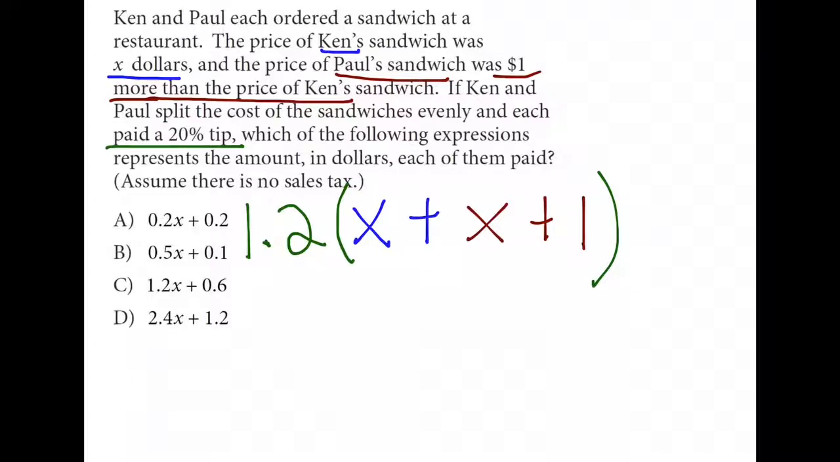And assume there is no sales tax. So let's break this down. The price of Ken's sandwich was X dollars. I'm going to add to that the price of Paul's sandwich, which was $1 more than Ken's. So if Ken's was X, we add 1 to get X plus 1. And they're going to pay a 20% tip. So there's the 1.2, because the 1 represents the original cost of their sandwiches, and the 0.2 is an additional 20%. And we know also that they're going to split this evenly. So the entire thing divided by 2.